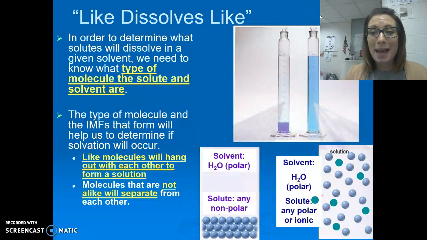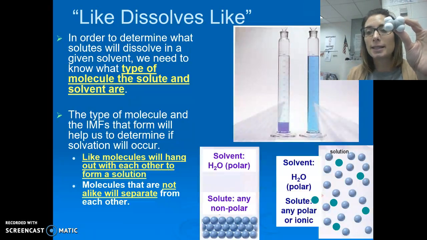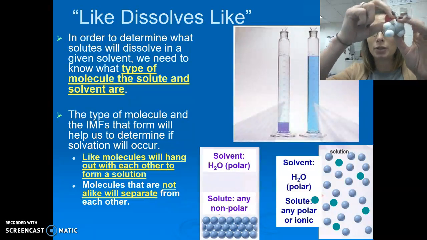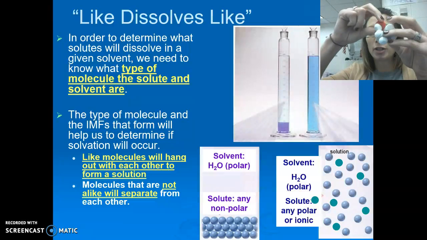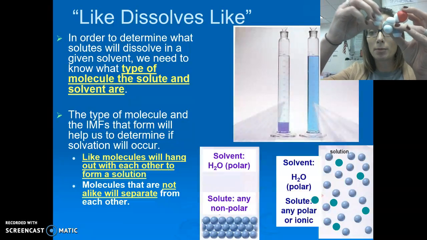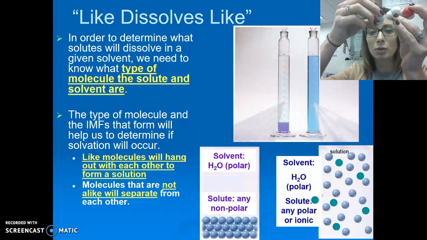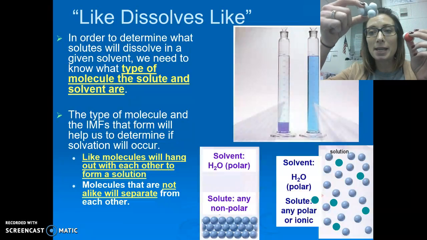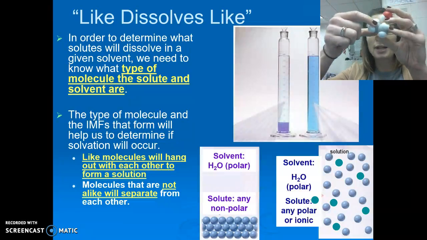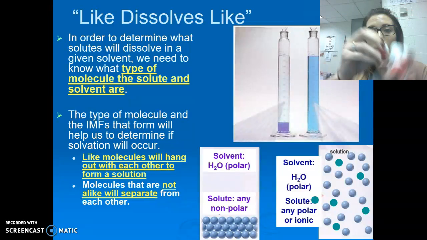You also had methane in your kits. Okay, so this, or sorry, not methane, ethane. This was your ethane. And ethane is only made up of carbon and hydrogen, so it's nonpolar. And you should have noticed that there was no attraction between the water molecules and the ethane molecules. So ethane, being nonpolar, would not dissolve in water.